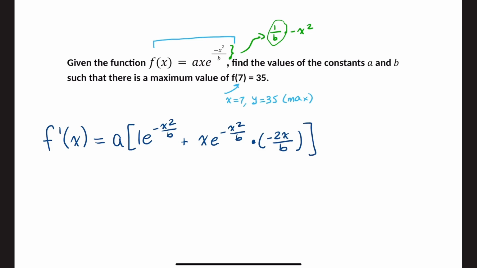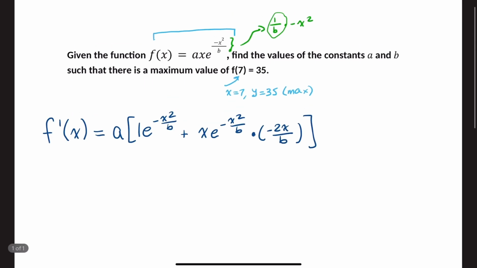And now we can close up the brackets. Once again, to reiterate, a is a constant, and according to the constant multiple rule, we can leave that out in front and not worry about it. We'll multiply it in at the end. We're just taking the derivative of the first function we're calling x, and the second function we're calling e to the negative x squared over b.